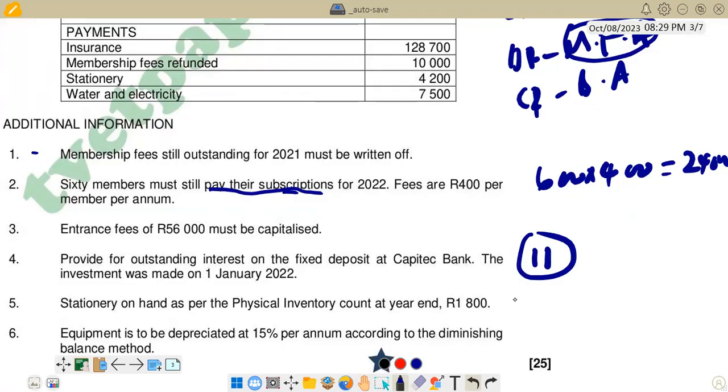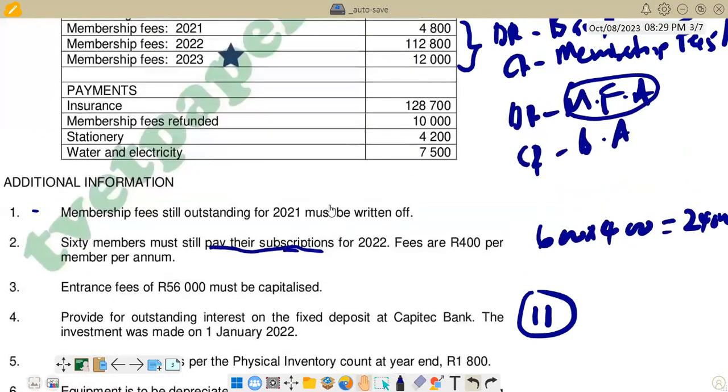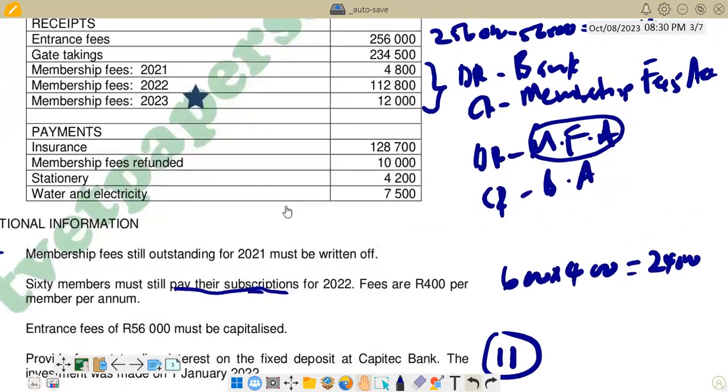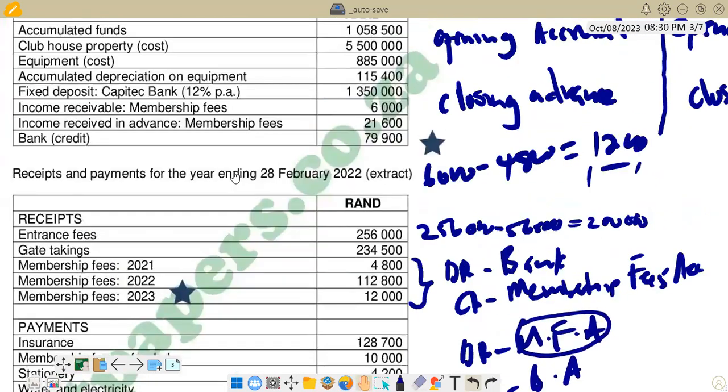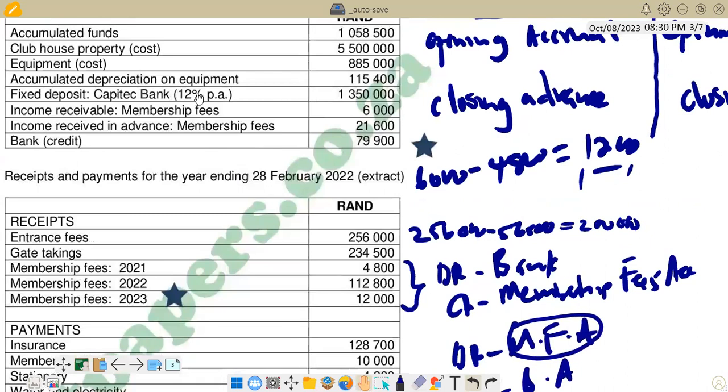So what we are going to do, we go to the fixed deposit and find out about the interest of that fixed deposit. We see the fixed deposit is there on the list of balances. We have this one fixed deposit, Capitec Bank, 12% per annum. This is per annum, but this fixed deposit was only there for 2 months. So we calculate the proportion of 2 months: 12% of 1,350,000, times 2 months, which is 2/12.